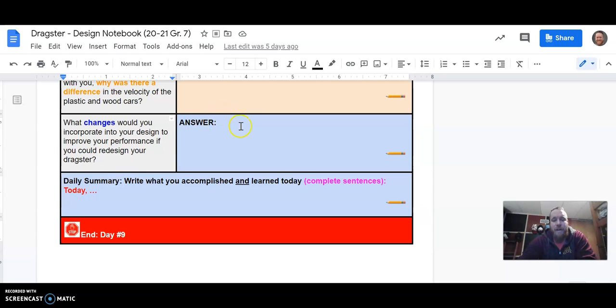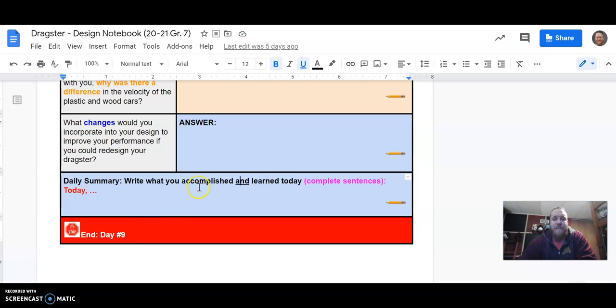And then once you get done with all of those, complete your summary. Write what you accomplished and what you learned today, at least those two things. You can add more details to your summary as well, and then you see the end of day number 9.